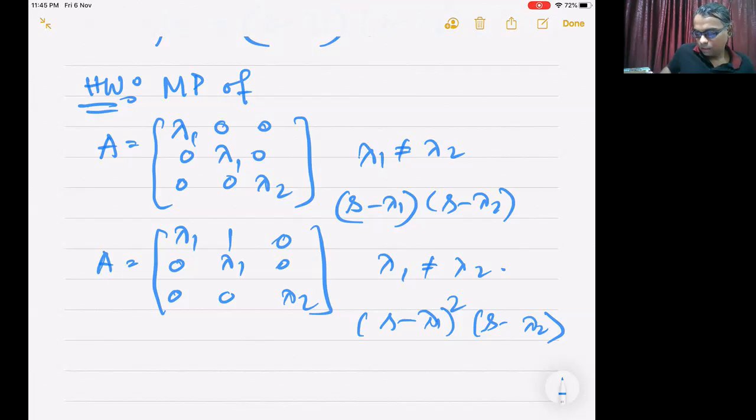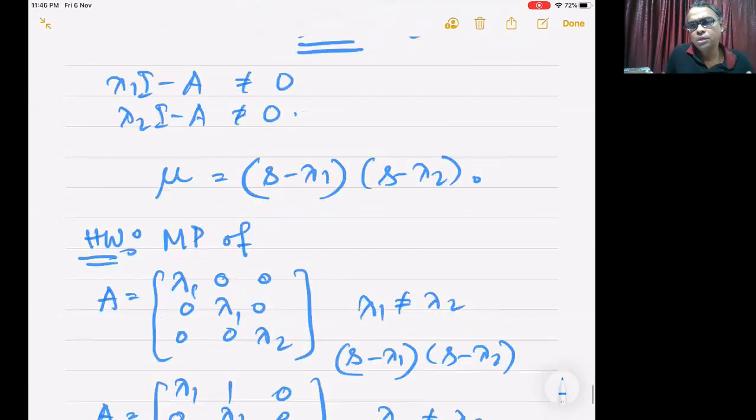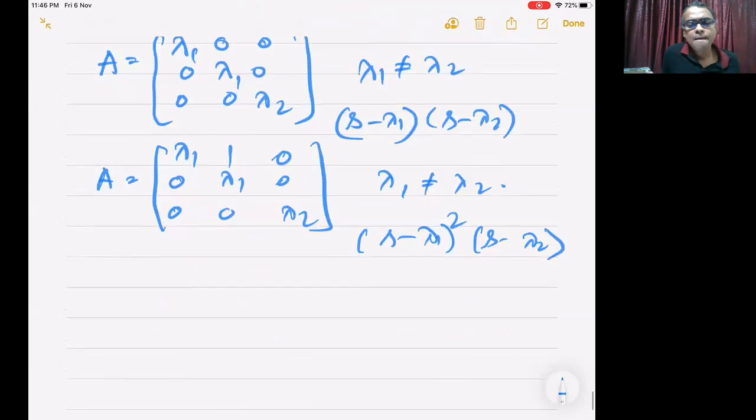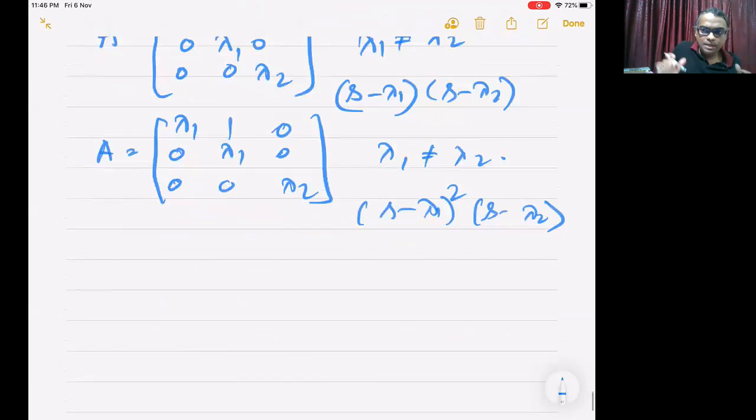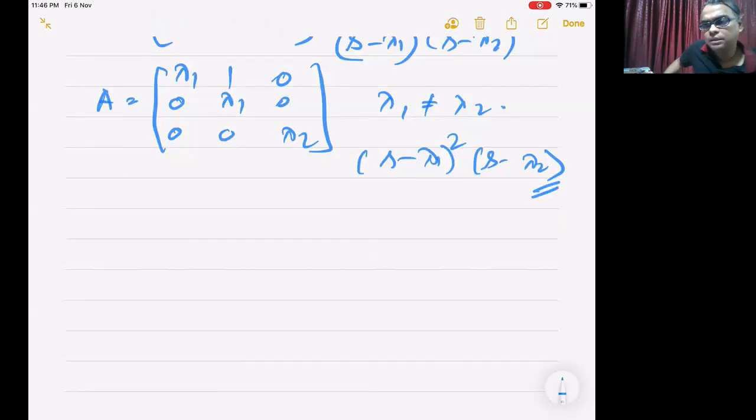Now, this definition of minimal polynomial, that is the least degree monic annihilator polynomial, using that definition to find out minimal polynomials for a given linear operator or a matrix is kind of difficult. So we have to devise other ways of finding out the minimal polynomial. And we'll see such a method in the next module.